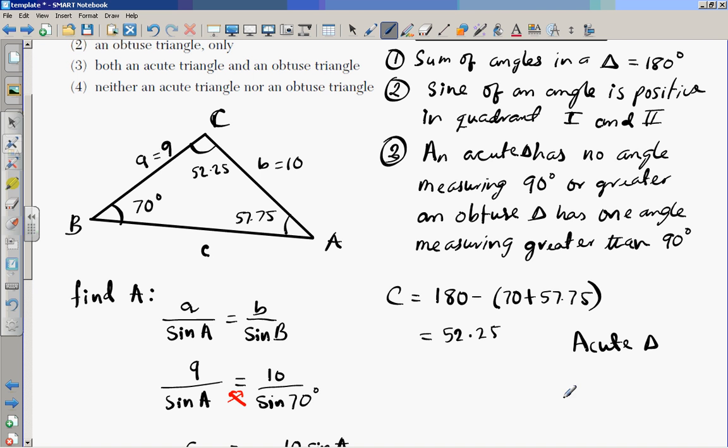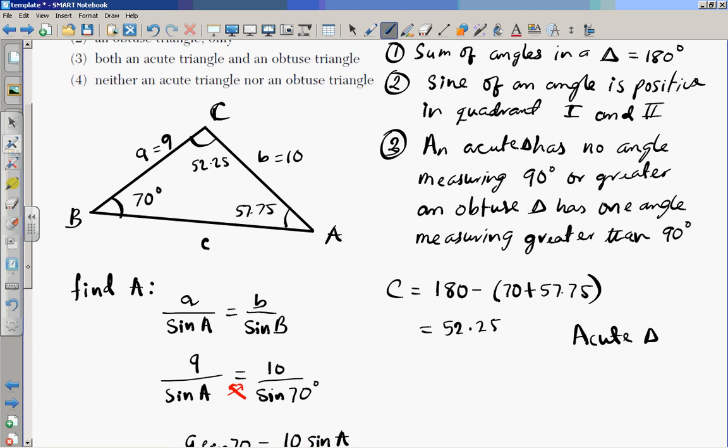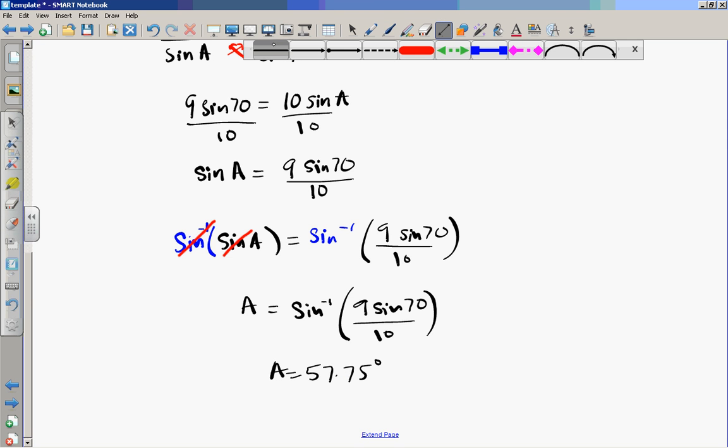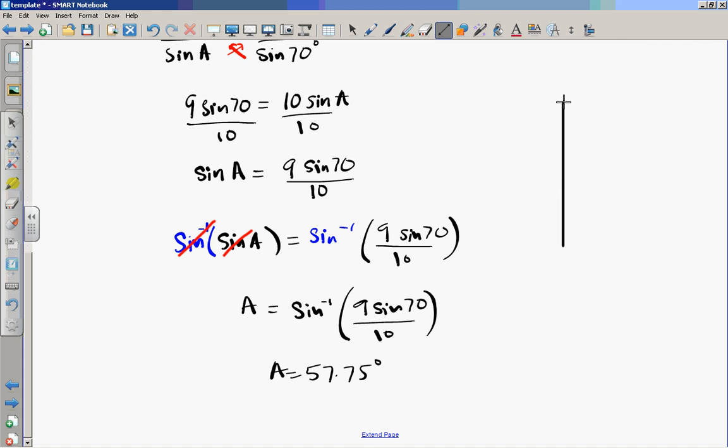But wait though. Remember I told you whenever you take an inverse sine, this angle could be either in quadrant 1 or it could also be in quadrant 2. Alright, so let's draw a coordinate system. The answer we just considered was a case where 57 degrees is in quadrant 1. And in that case, for quadrant 1, theta, or A, is 57.75.